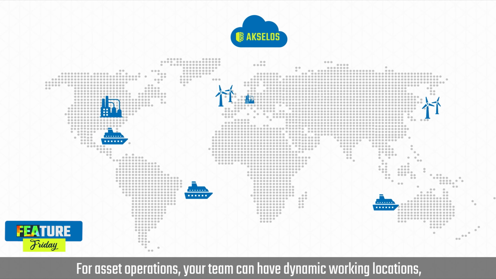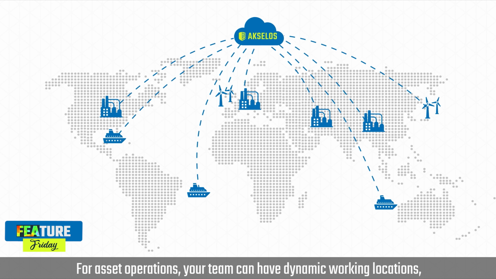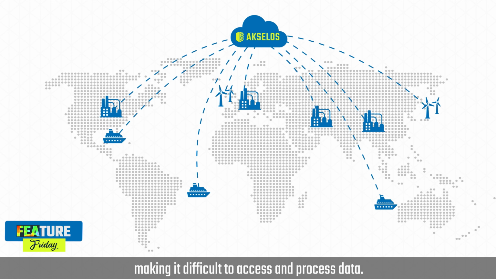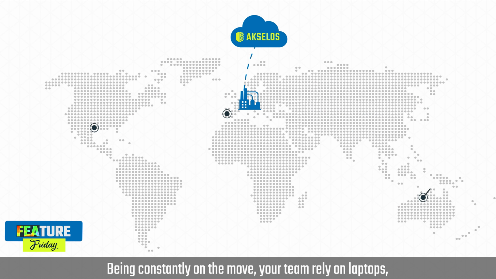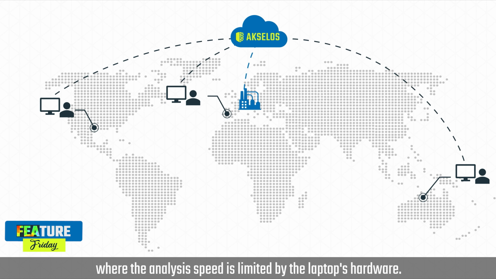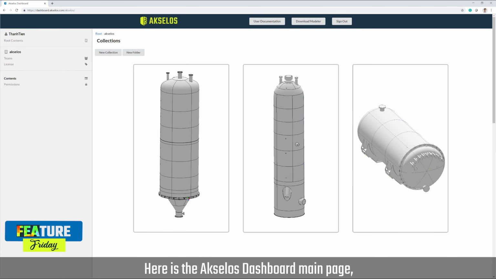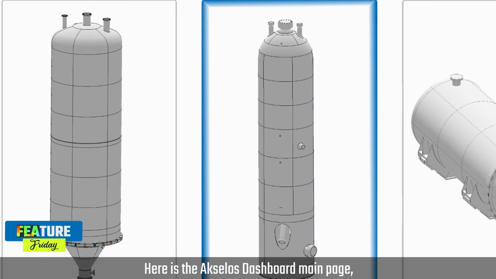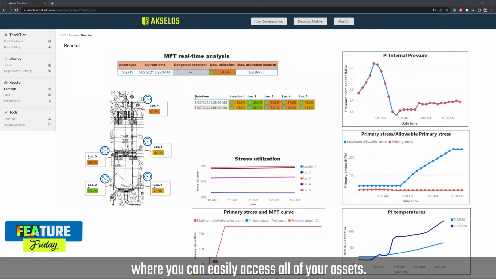For asset operators, your team can have dynamic working locations, making it difficult to access and process data. Being constantly on the move, your team rely on laptops, where the analysis speed is limited by the laptop's hardware. Here is the Akselos dashboard main page, where you can easily access all of your assets.